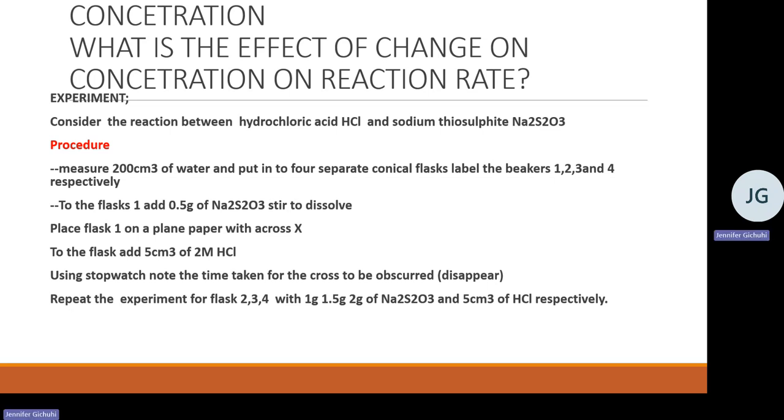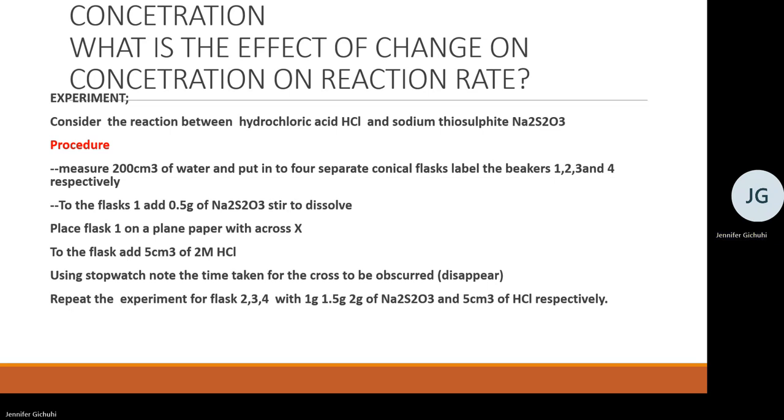In our next procedure, we are going to repeat the experiment we have just done above, but this time with flask 2, we are going to add 1 gram of sodium thiosulfate instead of the 0.5 grams that we did in flask 1. We place it again on the cloth, and we add 5 cubic centimeters of hydrochloric acid and start our stopwatch. We repeat the same with flask 3, where this time we are going to put 1.5 grams of the sodium thiosulfate in the water in flask 3.